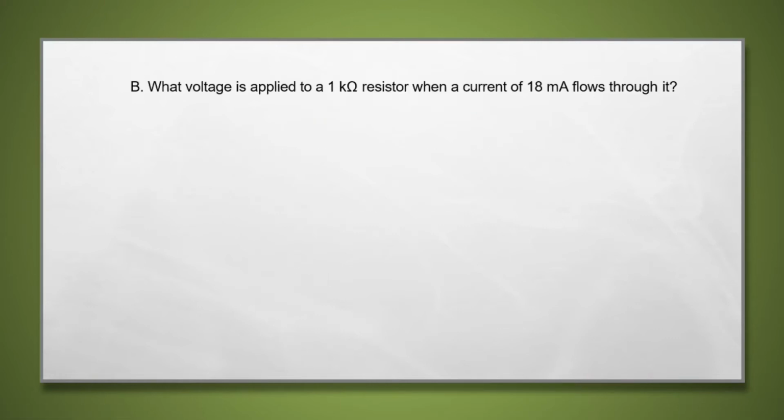ampere, equal to 100 ohm. For B, what is the voltage applied to a 1 kilo ohm resistor when a current of 18 milliampere flows through it? Applying Ohm's law, V equals IR. 18 milli times 1k is equal to 18 volt.